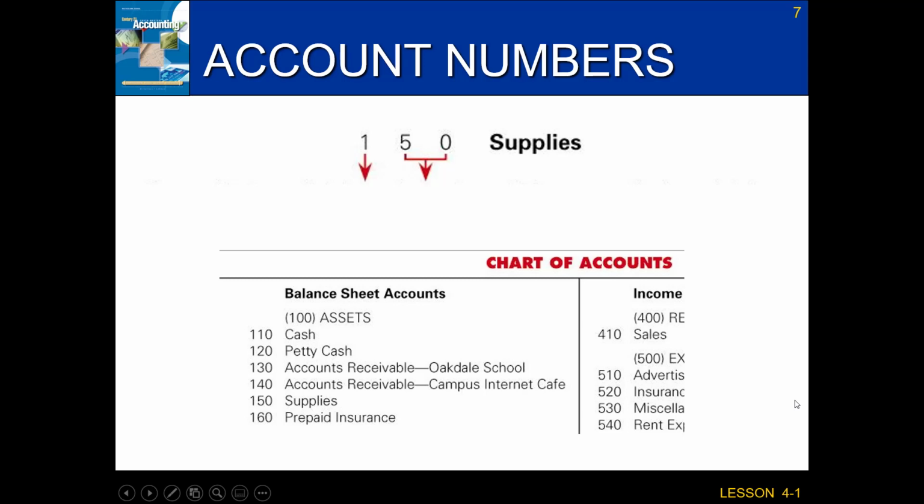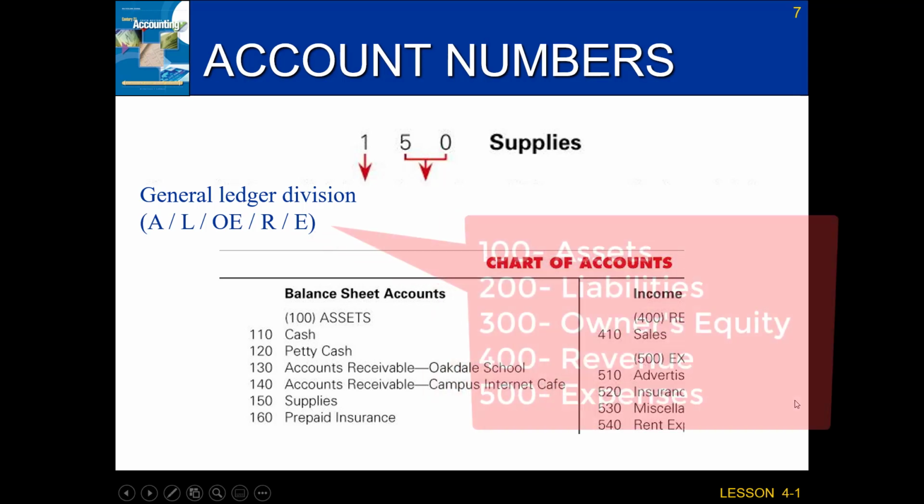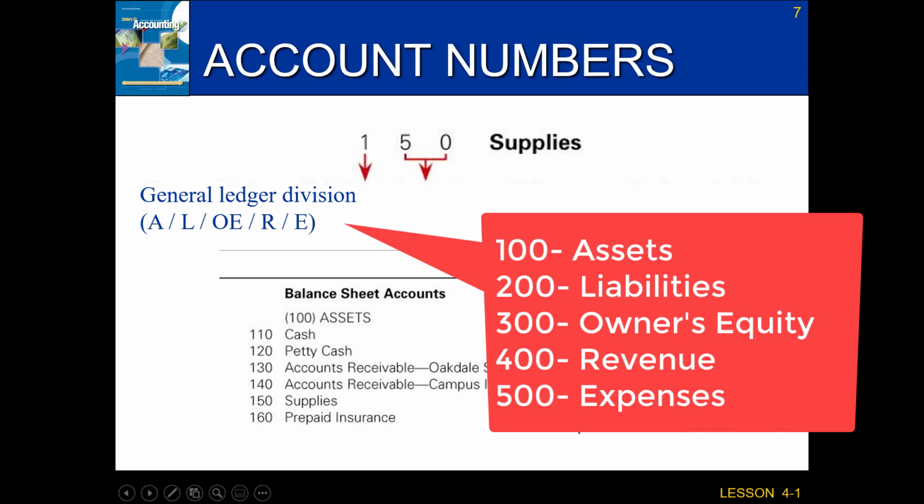So each account number has two parts to it. The first part is the general ledger division, and that's either going to be a 1, 2, 3, 4, or 5. And this goes again in that same order as the accounting equation. So assets are 100s, liabilities are 200s, owner's equities are 300s, revenues are 400s, and expenses are 500s. So that's the first number.